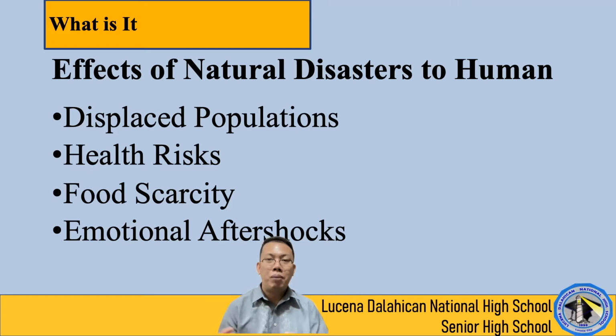Example, may bagyo, may lindol, naapektuhan yung daloy ng tubig. Okay, so yung maduming tubig humahalo na dun sa inumin. So there's a chance na sumakit yung tiyan, magdumi sila doon, no? Mag-cause ng diarrhea. Okay? Or halimbawa naman, madami na sugatan, hindi agad nabigyan ng first aid, hindi agad nagamot. So lumala, nagkaroon ng infection. Okay? So that is the health risk kapag may mga disaster.